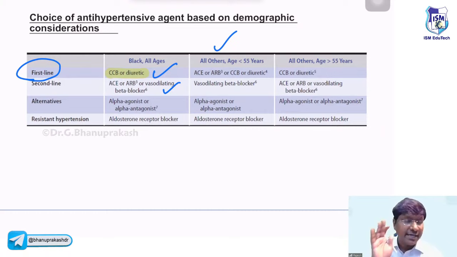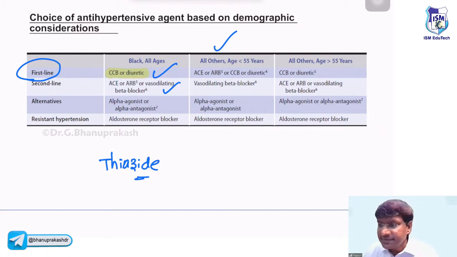And what type of diuretic is that? That is the thiazide group of diuretic, right? And what is that thiazide group of diuretic? That is hydrochlorothiazide, all right? Or the calcium channel blocker. And which type of calcium channel blocker? It should be a dihydropyridine calcium channel blocker, that is amlodipine or cilnidipine.